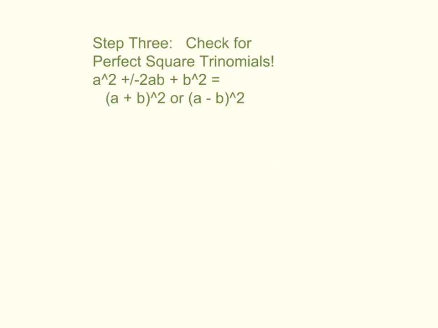Alright, this third step, check for perfect square trinomials. You'll see a 3-term polynomial where the first term and the third term are perfect squares, and the middle term is actually twice or the opposite of twice the product of the bases. This one actually I'm not going to spend time on here because if you miss it with this step, you'll always catch it with step 4 anyway. So we'll move right into step 4.